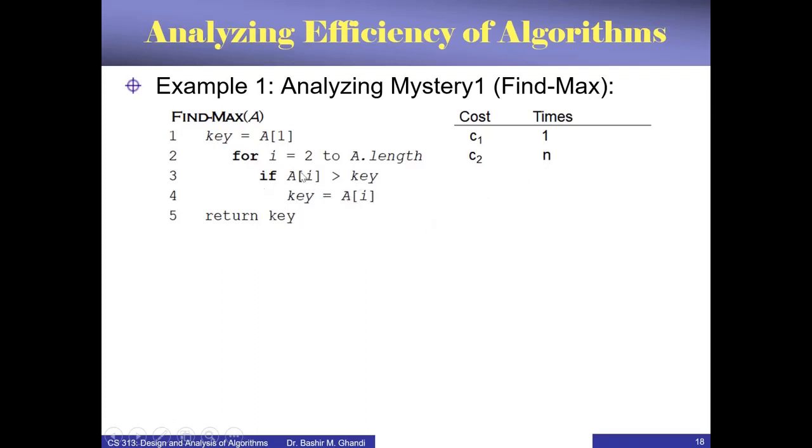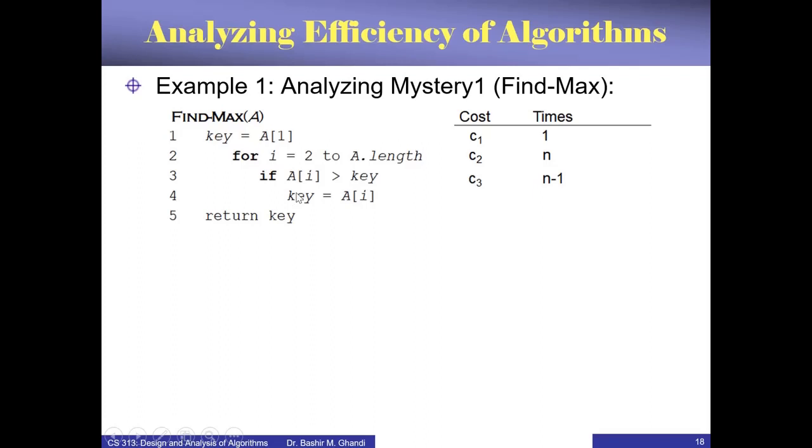Alright, what about this if? So this if, we only do it if we enter the loop. And we said we're going to enter the loop n minus 1 times. So it's going to be another constant C3, but this time the number of times is n minus 1.